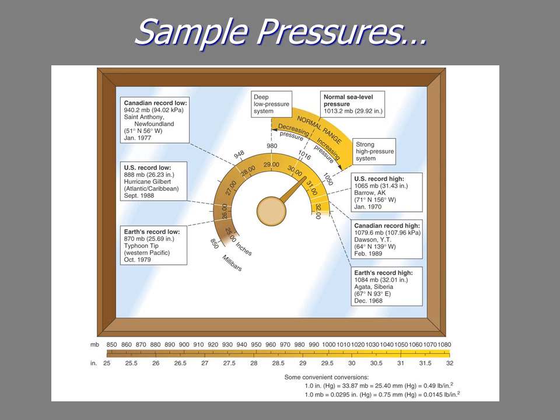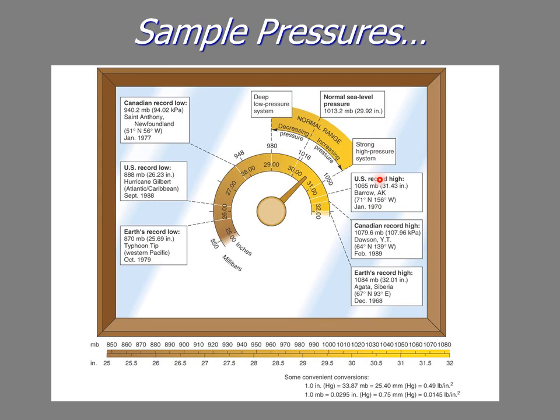Here are some sample air pressures from around the planet. Remember, 1,013 is normal. As you get lower, if you hit about 980, that's a deep low pressure system. You're likely going to get rained on. As you go down here to the lowest that we've recorded on the planet, they're all major storms. This is a Canadian record low. This is a powerful storm in 1977. The U.S. was in a hurricane, and for the world it was a typhoon.